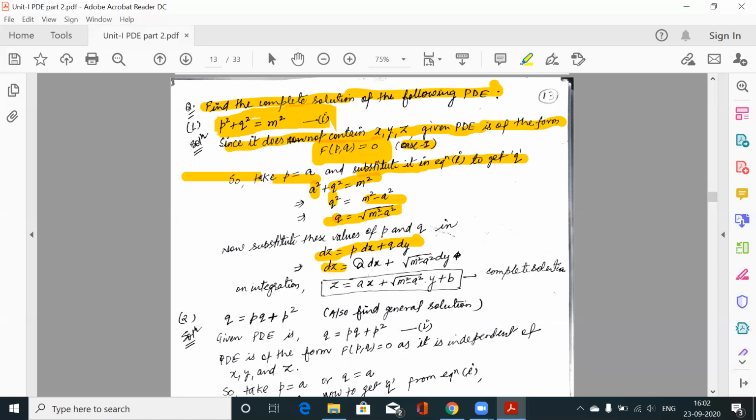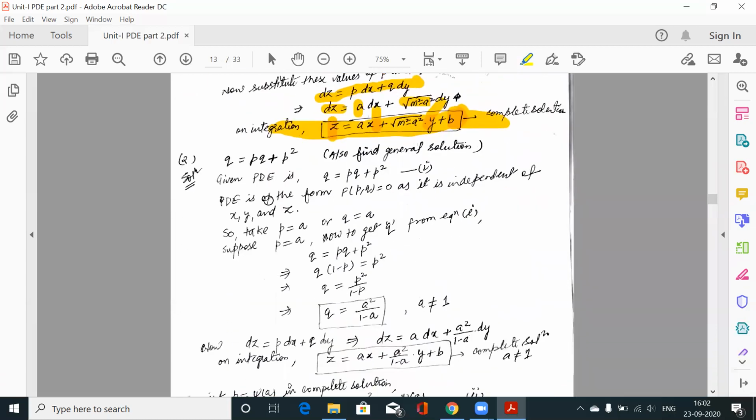So dz is equal to p is a and q is square root m square minus a square. So these are simply integrable terms. Dz, the integration is z, dx integration is x, dy integration is y, and this is the integrating constant. So this is our complete solution.